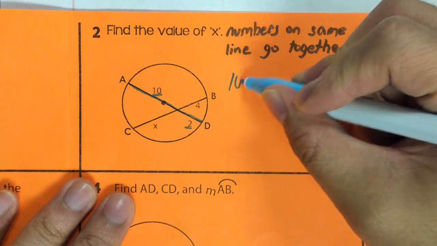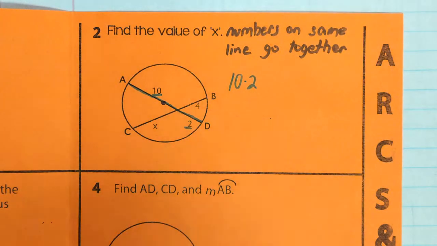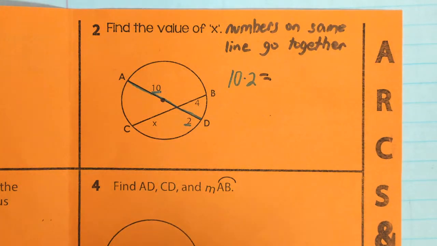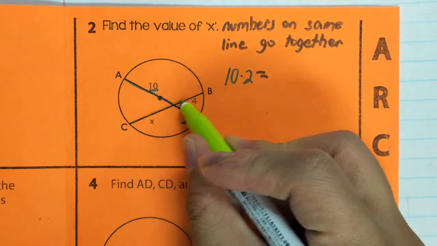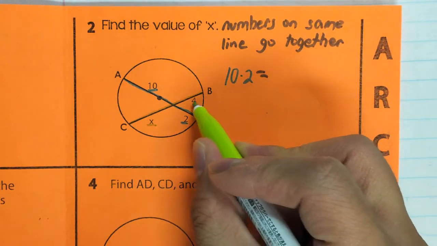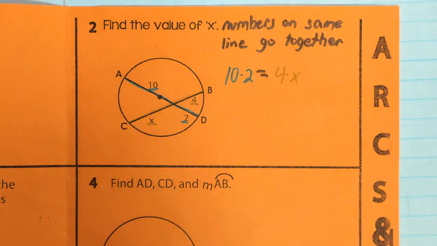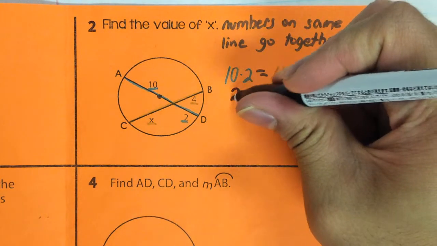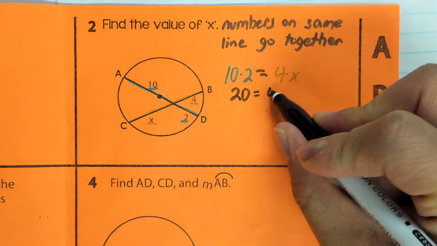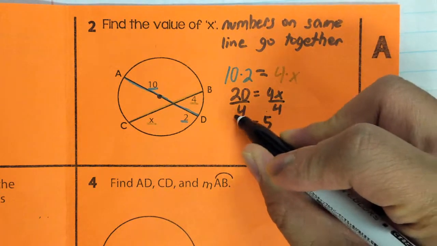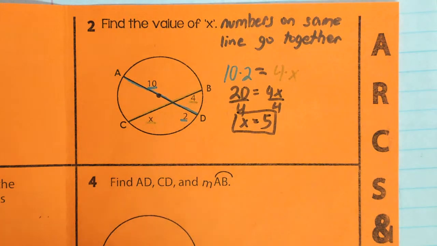So we have 10 times 2 equals, and my other chord. For this other chord, x is on the same segment as 4. So 4 times x. So solving for x, 20 equals 4x, divide both sides by 4, x equals 5. So there's an example of intersecting chords.